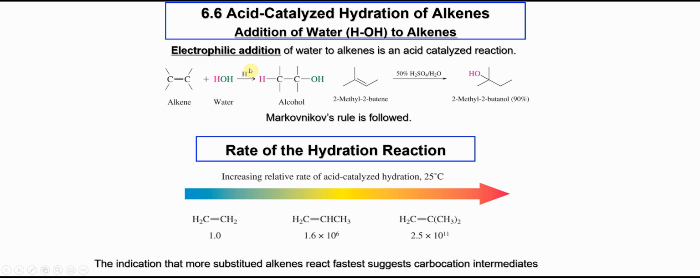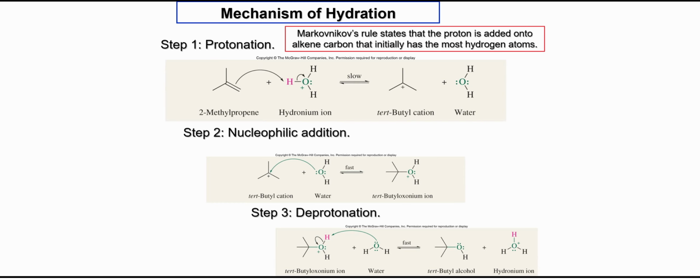So first of all, the addition reaction called hydration is also called electrophilic addition of water to alkene. This hydration of alkene is catalyzed by strong acid, and follows Markovnikov's rule. Also, about your reaction rate, you follow the same way. The more substituted, the more of the related product there will be, and the reaction rate of the hydration will be faster.